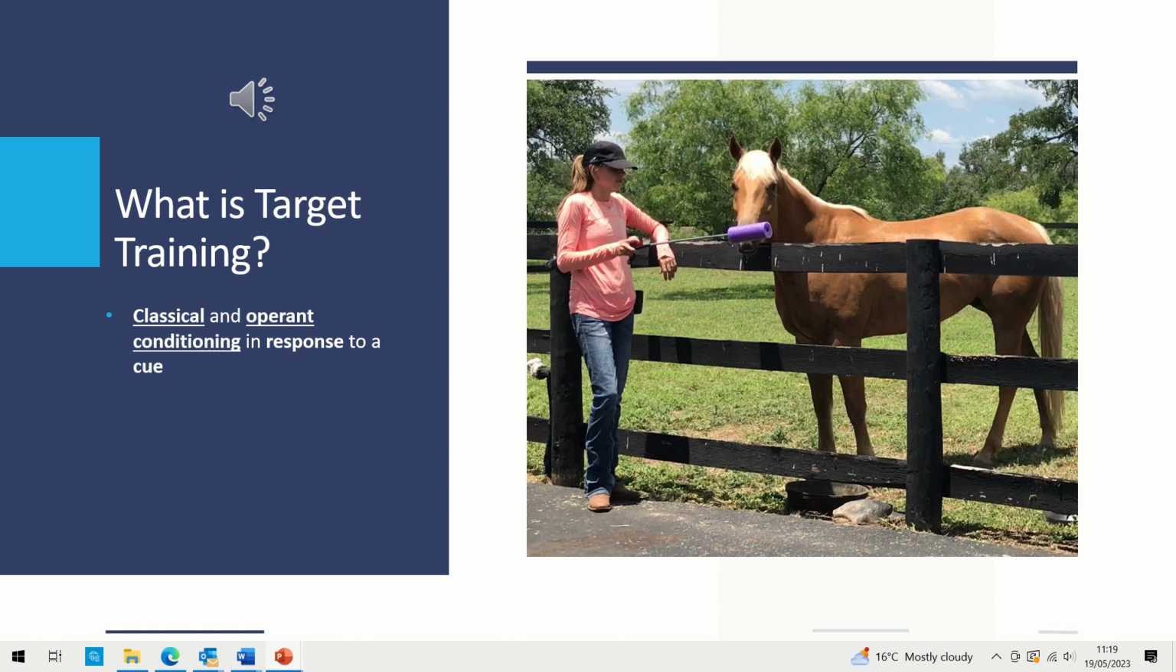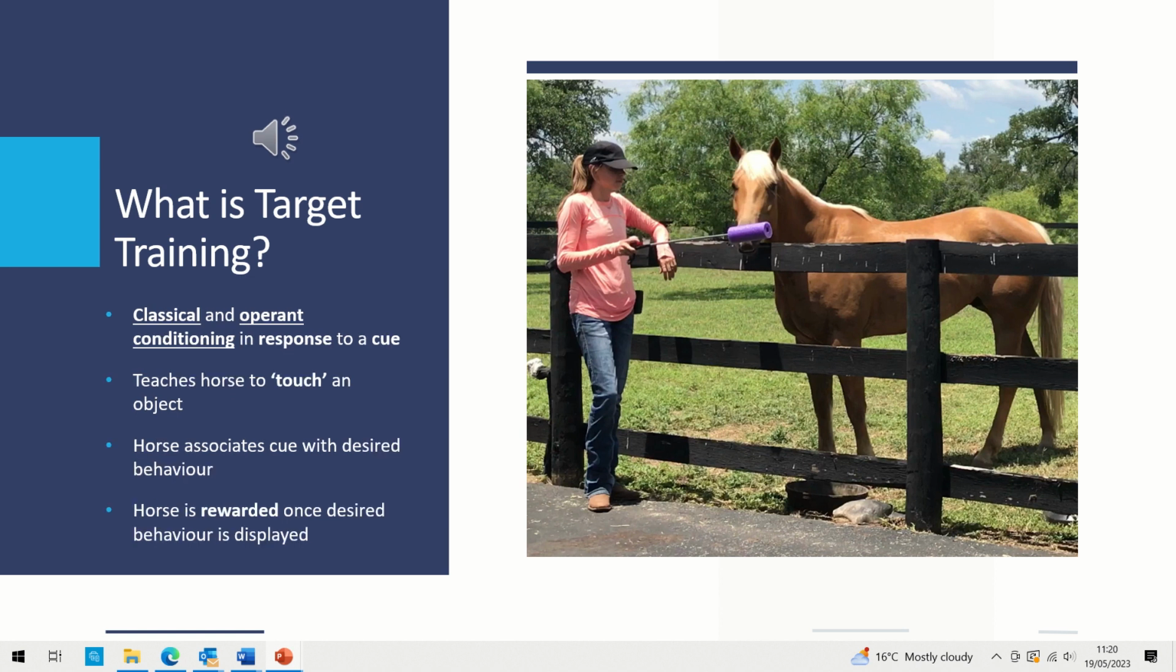So, what is target training? Target training responds to a cue. Target training teaches the horse to touch an object. Through associative learning, the horse learns to associate the cue with the desired behaviour. The horse is then rewarded once desired behaviour is displayed.